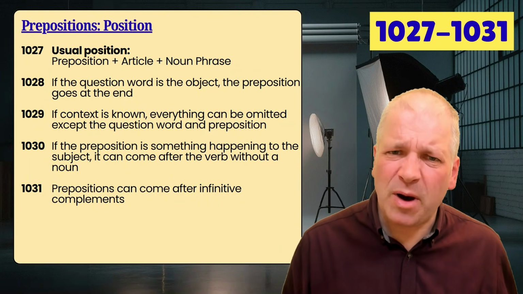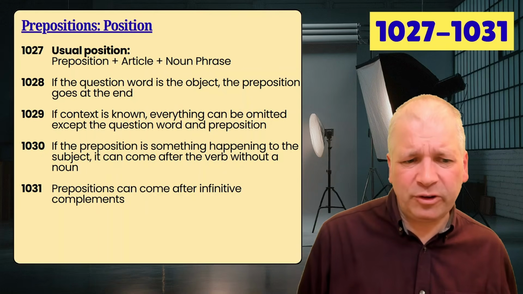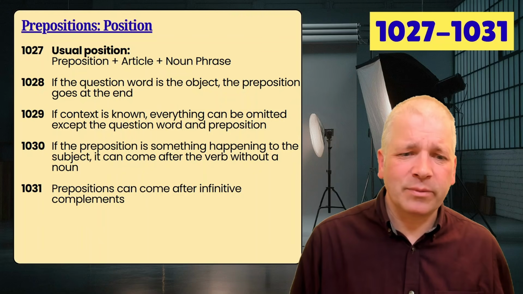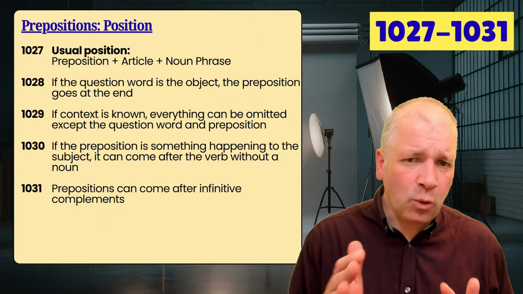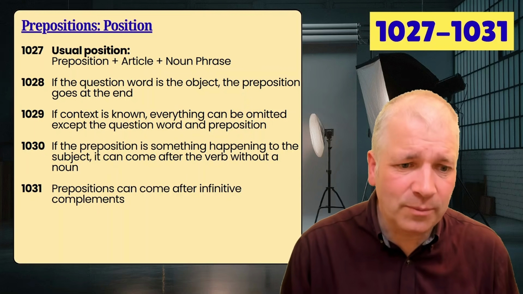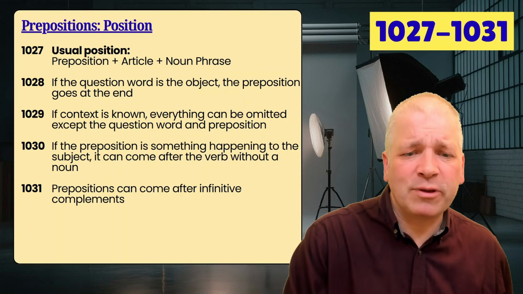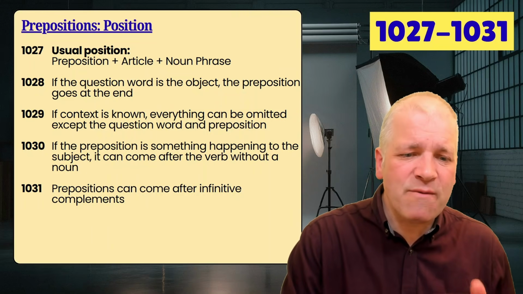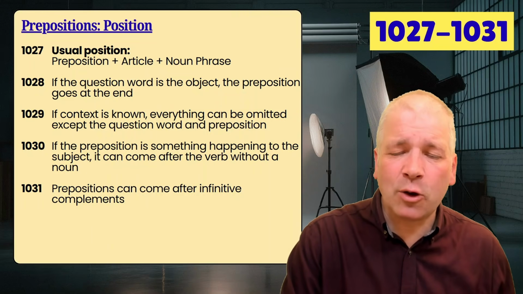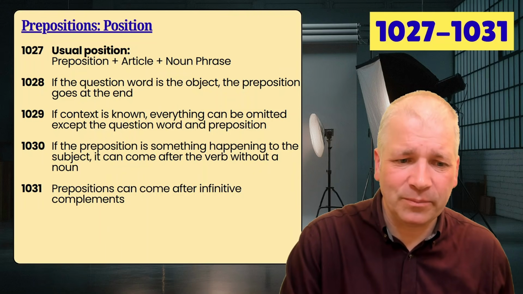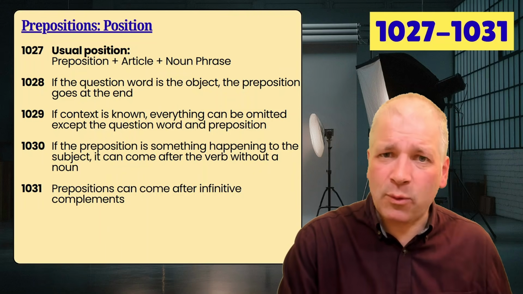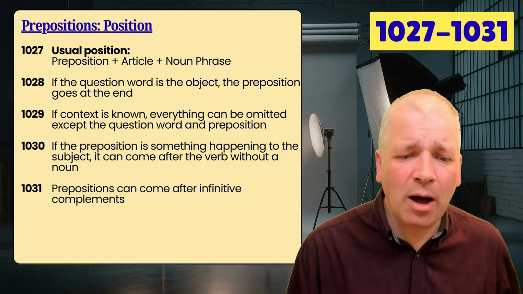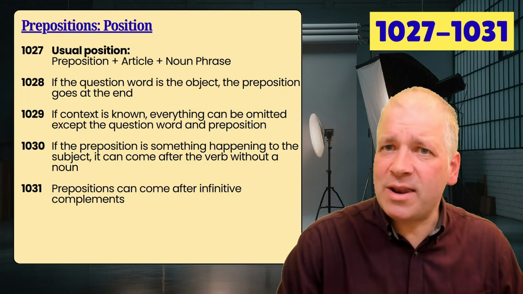What about the position of prepositions? Well, the usual position is that the preposition comes first, then the article, then the noun phrase. There might be some alternatives. If you're with a question and the question word is the object, the preposition usually goes at the end. If the context is known, everything can be omitted except the question word and the preposition. That's talking about questions again. If the preposition is something happening to the subject, it can come after the verb without a noun.